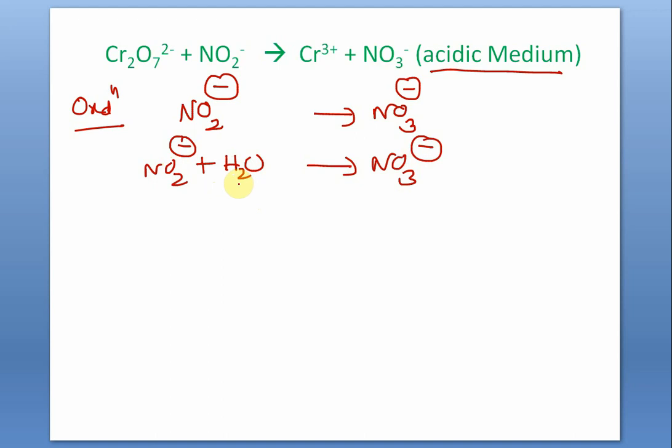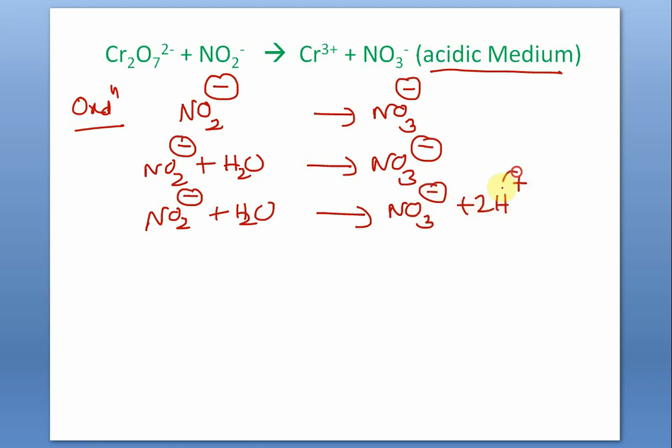Then see how many hydrogen atoms are excess in which side. There is no hydrogen here and 2 hydrogen atoms are here. The same number of H plus ions you have to add on the opposite side. H plus. Then the last step, equalization of charge.